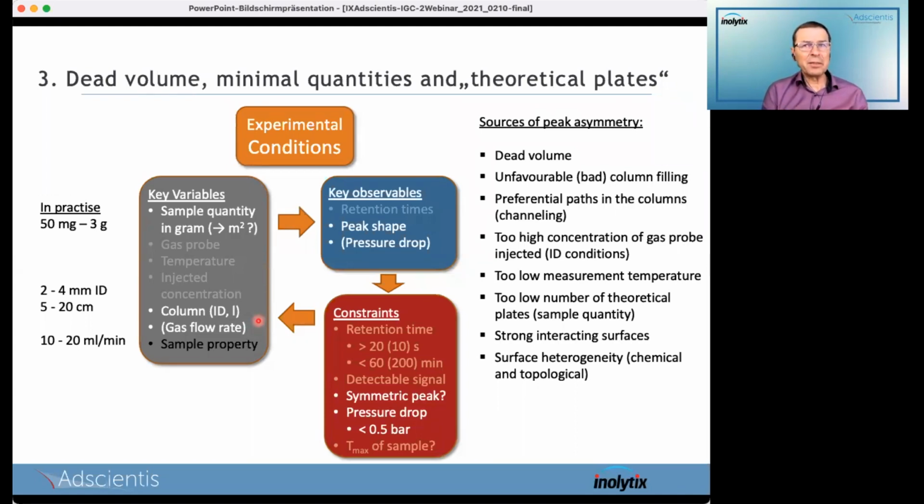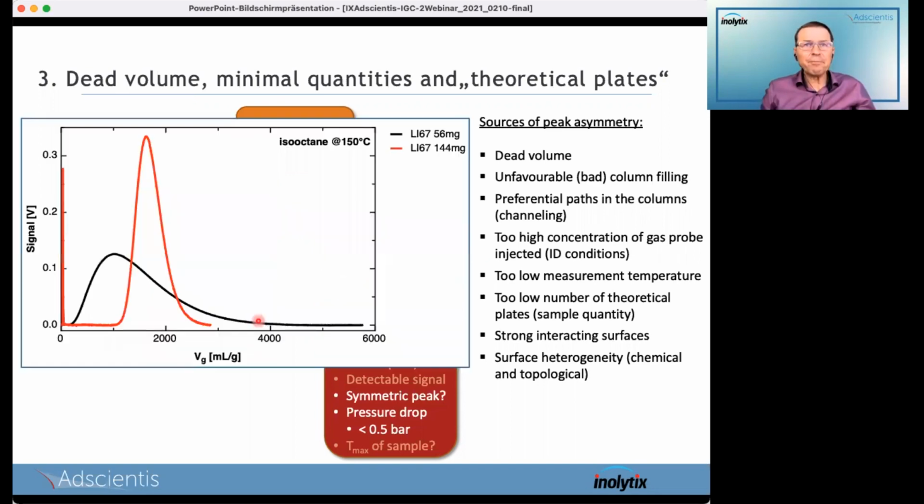I have an example here, but first, yes, there are strongly interacting surfaces where there are just asymmetric peaks. We cannot help this one, so that also happens. But now to something called the number of theoretical plates. If you look this up on the internet, you find a lot of theory, Van Deemter curve, and so on. I would like to make this short, and I have an example here with a higher quantity, 144 milligram of sample in the column, and something with a smaller quantity of 56 milligram in the column. And you see a difference here.